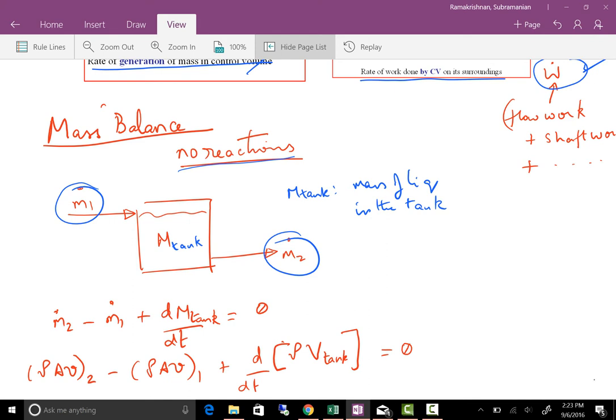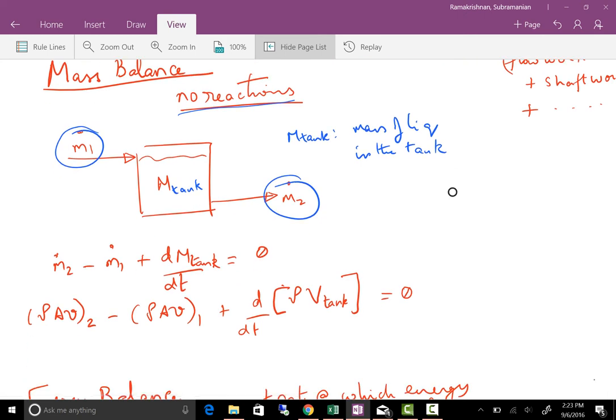So mass comes in, mass leaves. So the mass balance states the net rate at which mass leaves plus rate of accumulation of mass inside the tank is equal to 0. So the rate at which mass leaves is m2 dot, the rate at which mass comes in is m1 dot. This is the net rate at which mass leaves, plus, what do you mean by accumulation? It is how the mass inside the tank is changing with time, right? That is accumulation. Accumulation means something is changing with time. And that something is the mass of the fluid inside the tank.